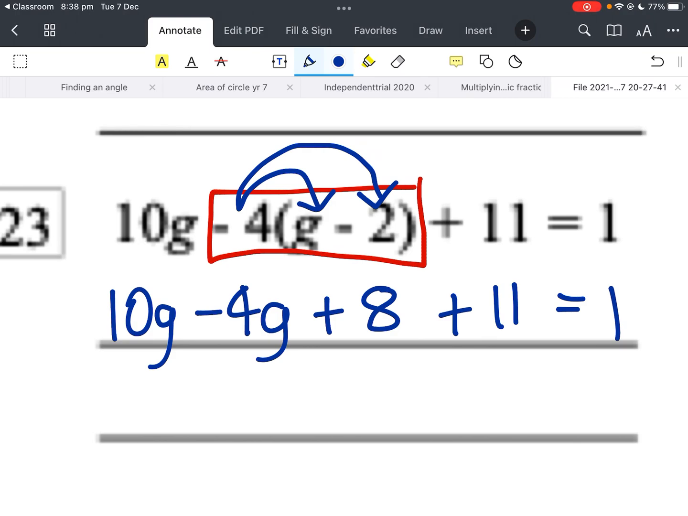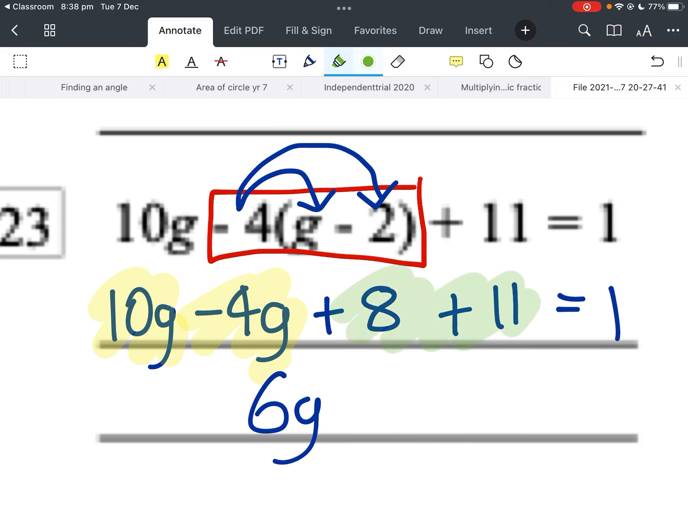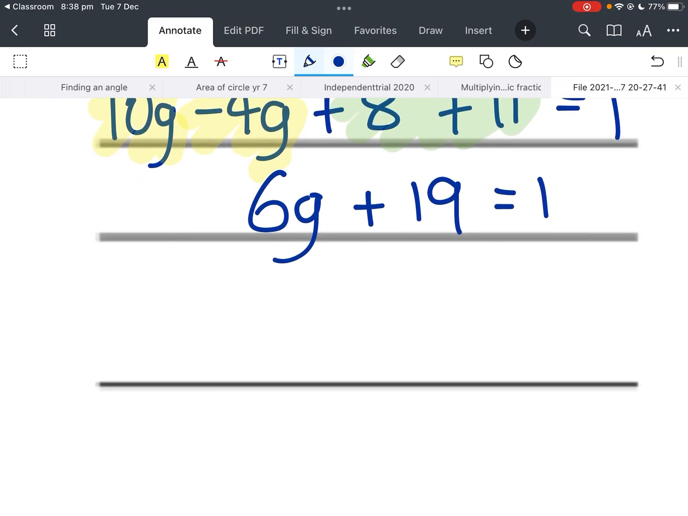Now when you get there, collect like terms. This one is the same as this one. They're both g's. 10g minus 4g is 6g. And this one, they are both just numbers without letters, so they are considered like terms. What is, that's a g by the way, 8 plus 11, that's 19, equals 1. There you go, you got a good old two-step equation again.